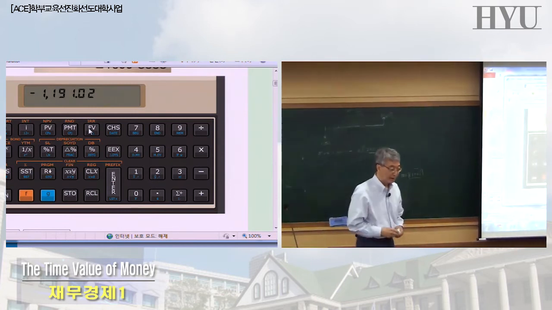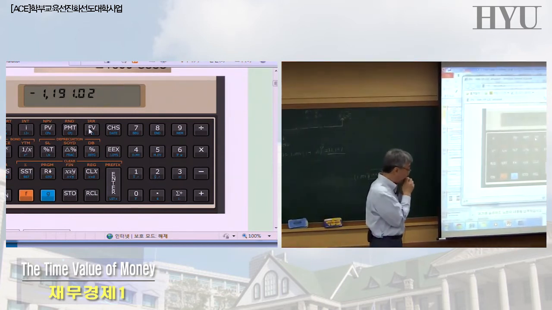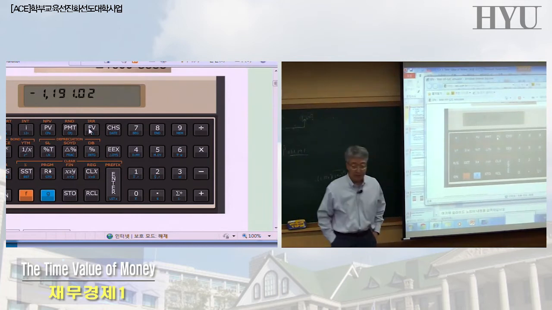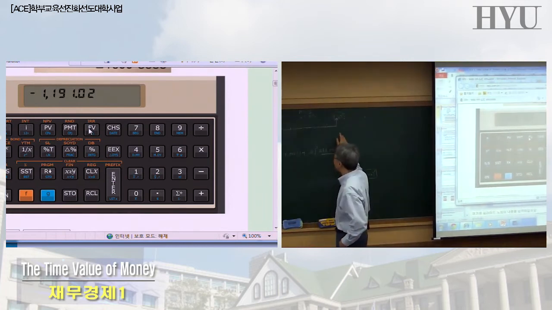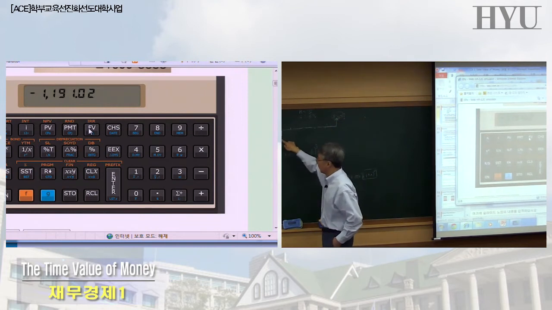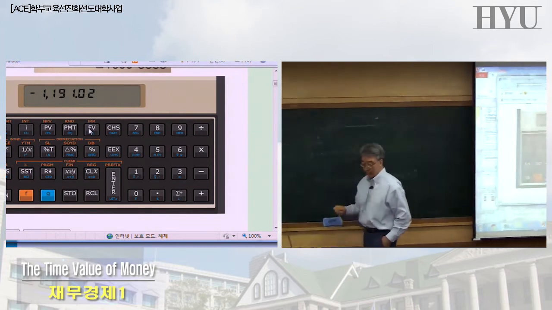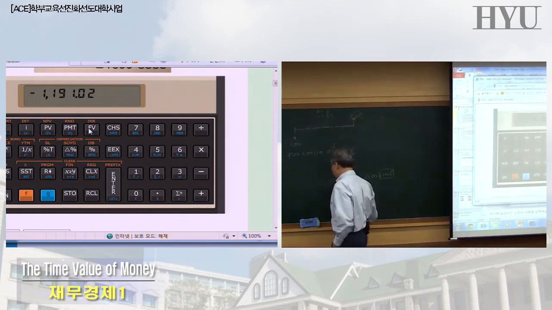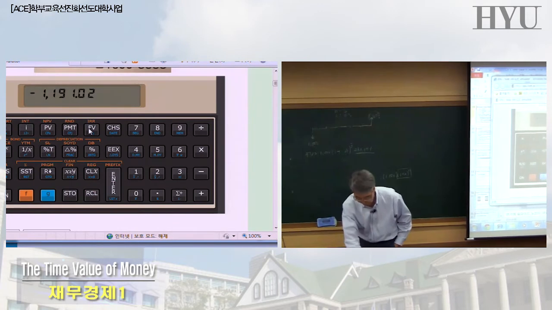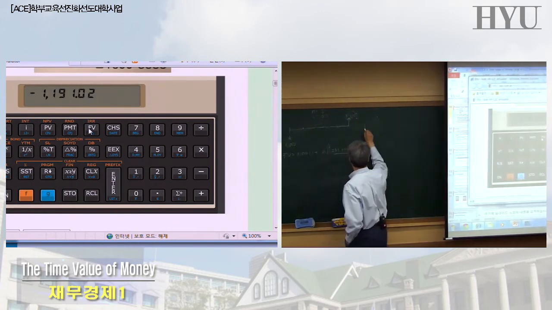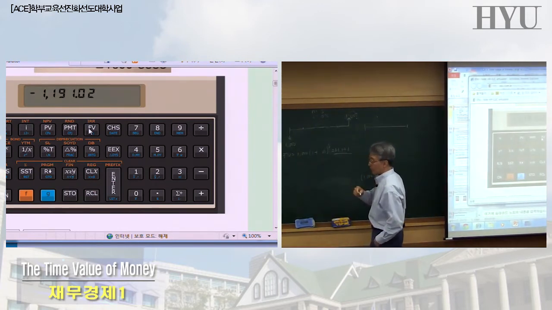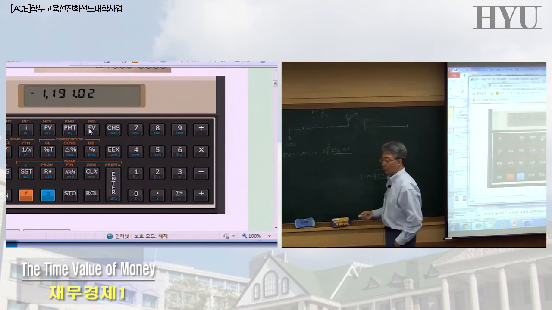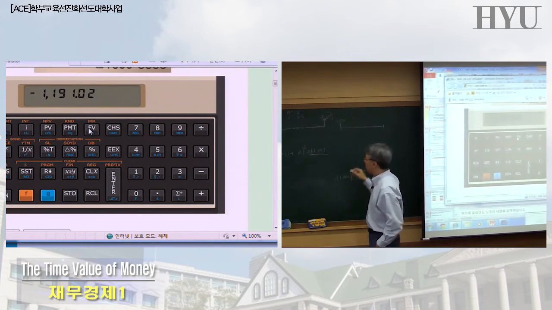Yeah. I told you, in reality, if you want to receive something in the future, you have to invest now, right? But I entered positive $1,000. So in fact, what I did was opposite. I told the story to this calculator that I am borrowing $1,000 right now, or I am withdrawing $1,000 right now. How much do I need to pay back later?